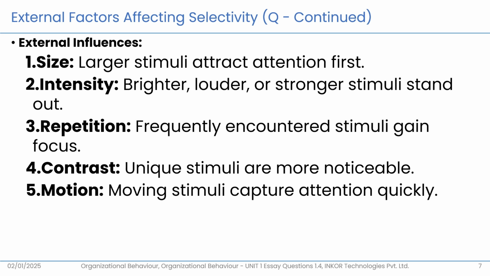External factors such as size, brightness, and repetition influence perceptual selectivity. Advertisements use larger fonts, brighter colors, and repeated slogans to grab attention. Similarly, movement attracts focus more than static objects. These factors make certain stimuli stand out.